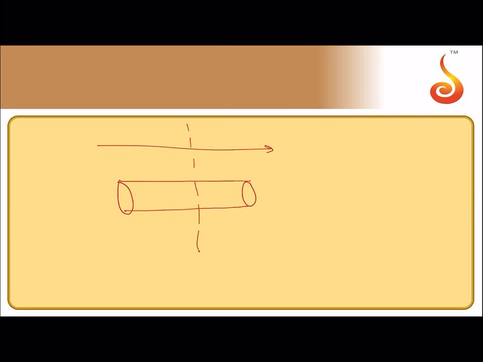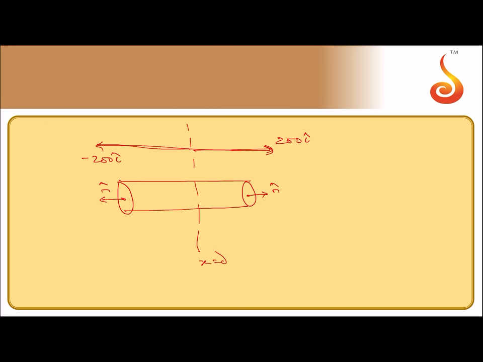He says in this half, the electric field is to the right. The value is 200 i cap. But in this half, this is x equals 0. In this half, the electric field is to the left, minus 200 i cap. Now, the direction of the normal over here will be to the right, n cap. The direction of the normal over here is to the left, n cap.